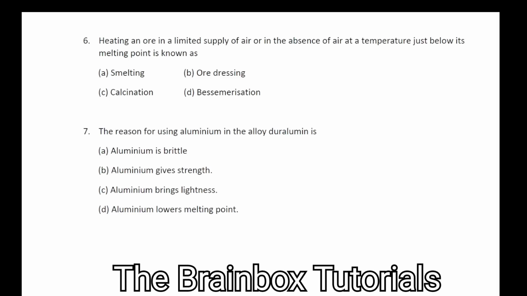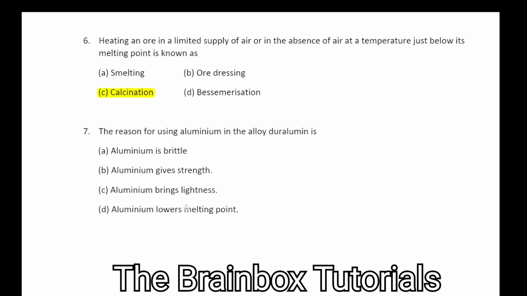Question number 6. Heating an ore in a limited supply of air or in the absence of air at a temperature just below its melting point is known as, option A, smelting, option B, ore dressing, number C, calcination, and D, Bessemerization. The correct option will be C, calcination.